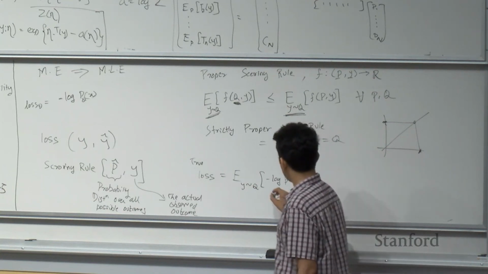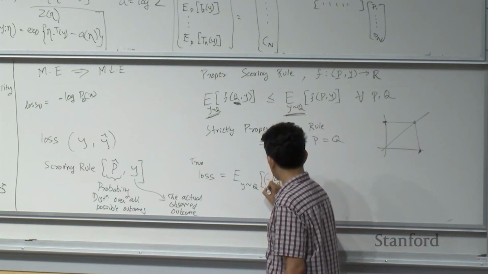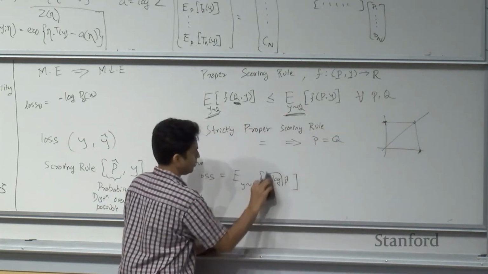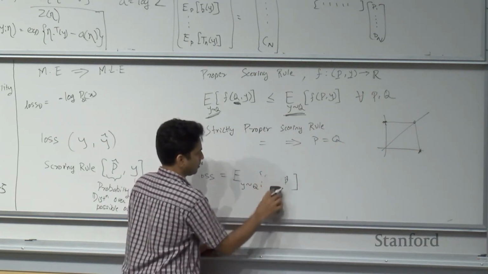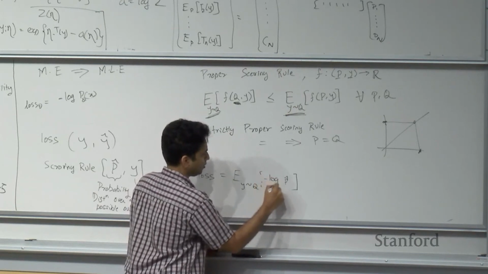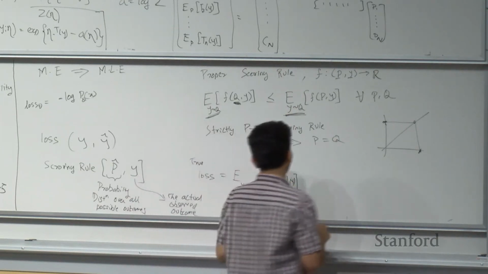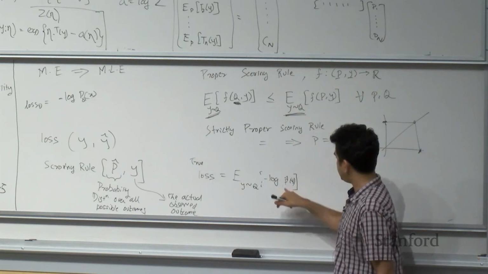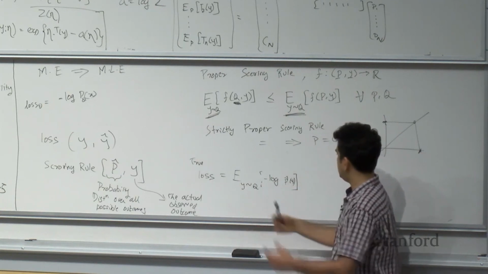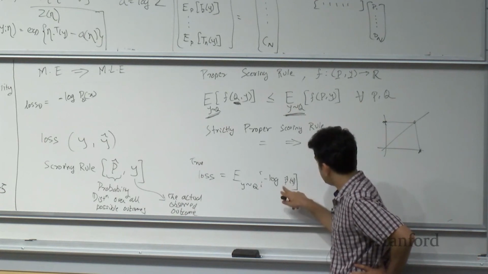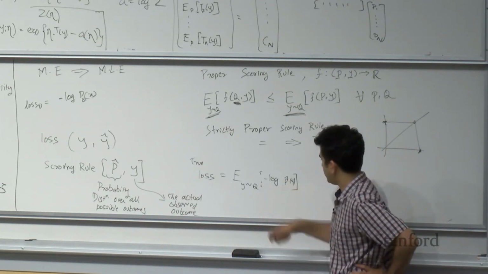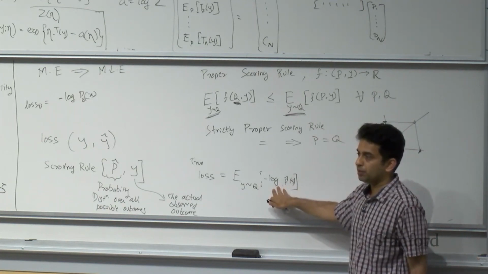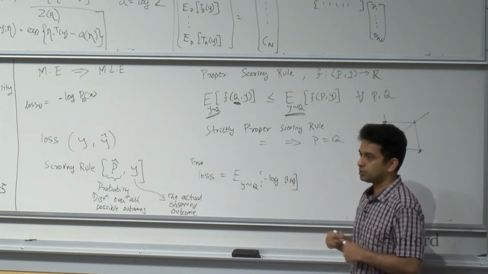Now what remains to be shown is that this is a proper scoring rule. We have minus log p hat of y, so the y's are the zeros and ones, sampled according to Q, and p hat is the predicted probability, and we want to evaluate y according to this. What remains to be shown is that this is a proper scoring rule, and the way we show this is pretty simple.